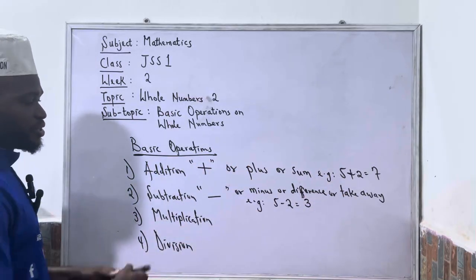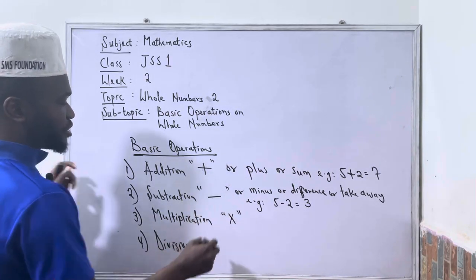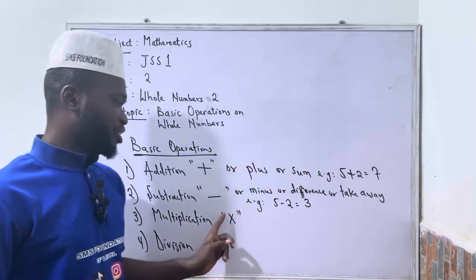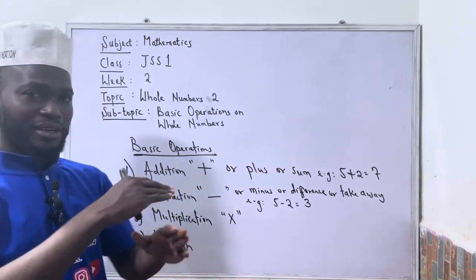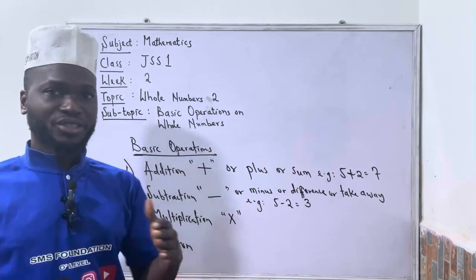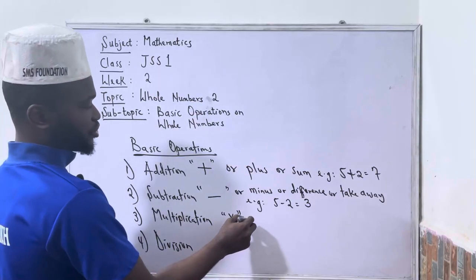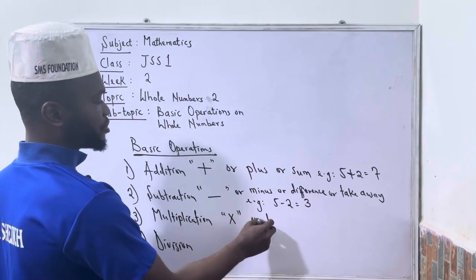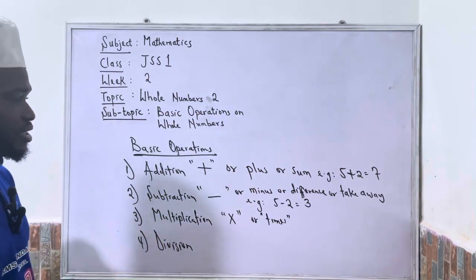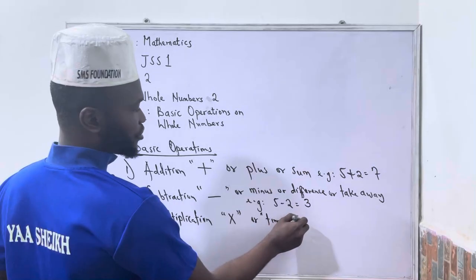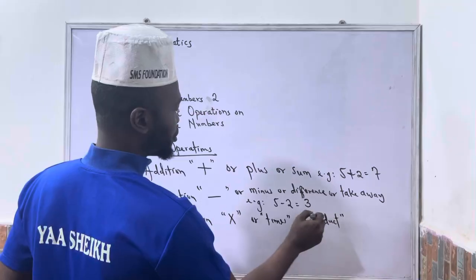Next is multiplication. The symbol for multiplication is times. This is a cross, a slash crossing the other slash, just like diagonals crossing each other. Another way of saying the word multiplication is to use the word times. Then another way of saying it is to use the word product. They always use the word product.